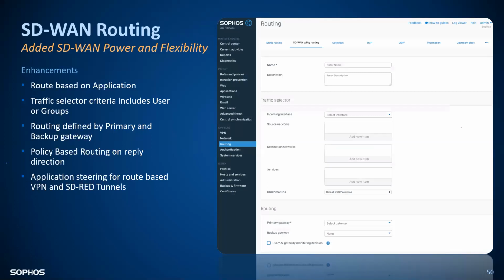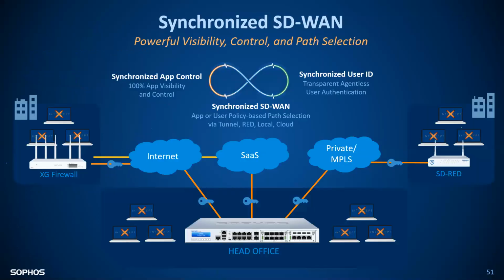Synchronized SD-WAN, I told you before: every connected application that is creating traffic to my XG firewall, you can have the total visibility of that, and you can prioritize them using your better WAN connectivity.